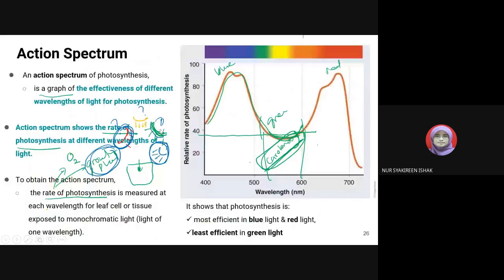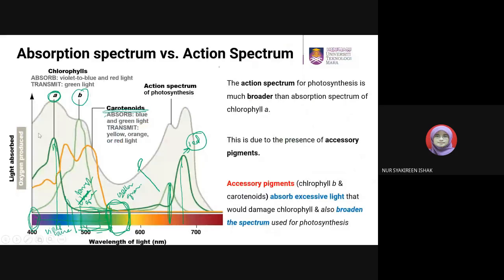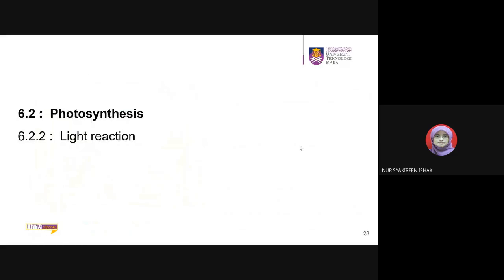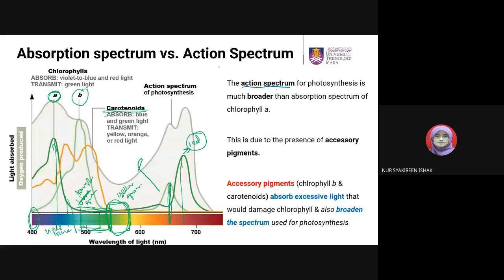Okay, so macam tadi lah, so graph ni gabungan antara absorption spectrum and also action spectrum. So the action spectrum for photosynthesis is much broader than absorption spectrum of chlorophyll A. Kalau nak bandingkan lah kan, action spectrum dengan absorption spectrum of one pigment. Okay, so obviously action spectrum is much more broader sebab dia hasil gabungan serapan semua pigment dalam leaf tu untuk melakukan photosynthesis untuk plant.